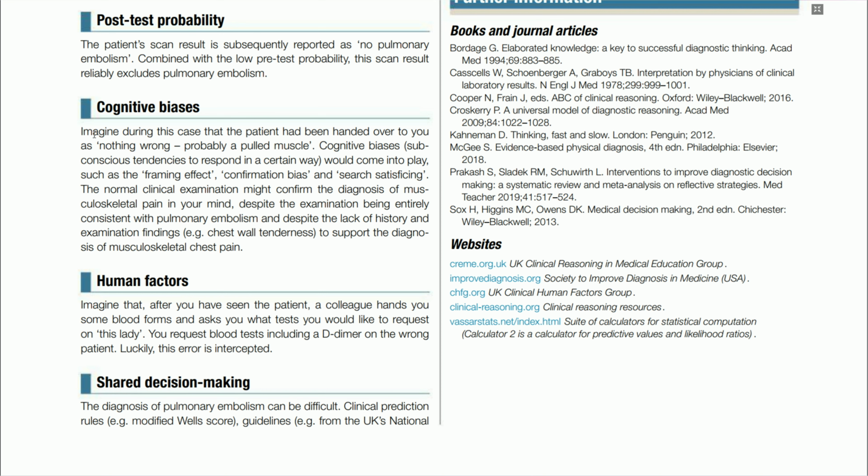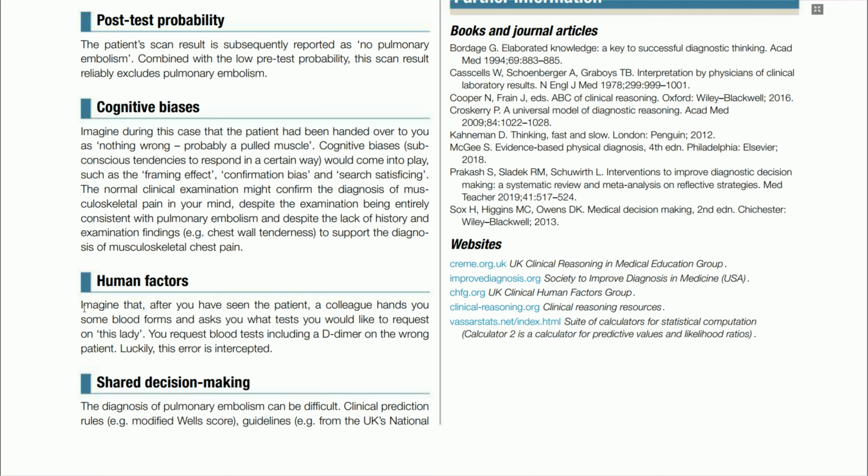Cognitive biases. Imagine during this case that the patient had been handed over to you as "nothing wrong, probably a pulled muscle." Cognitive biases, subconscious tendencies to respond in a certain way, would come into play, such as the framing effect, confirmation bias, and search satisficing. The normal clinical examination might confirm the diagnosis of musculoskeletal pain in your mind, despite the examination being entirely consistent with pulmonary embolism and despite the lack of history and examination findings, for example, chest wall tenderness, to support the diagnosis of musculoskeletal pain.